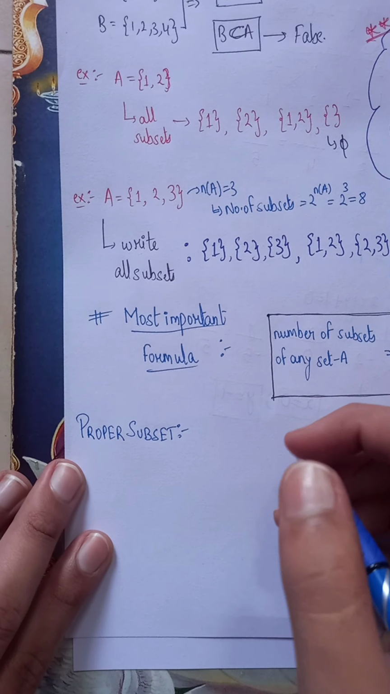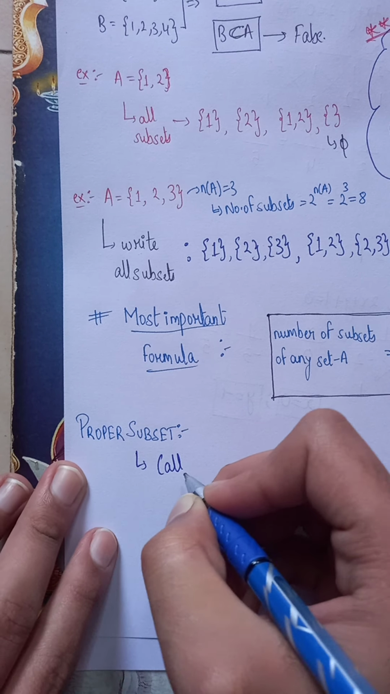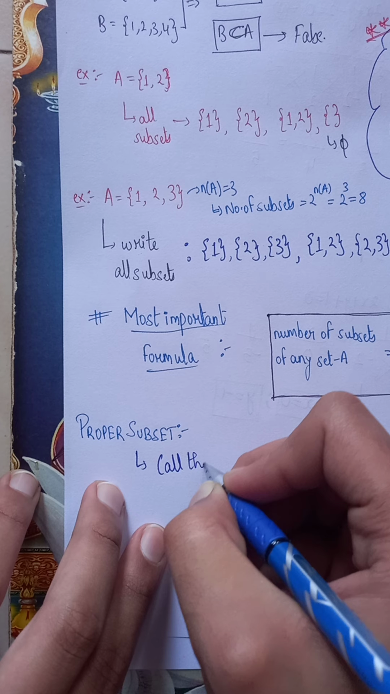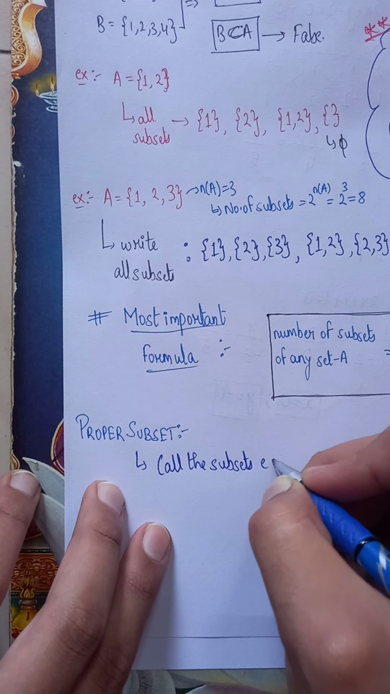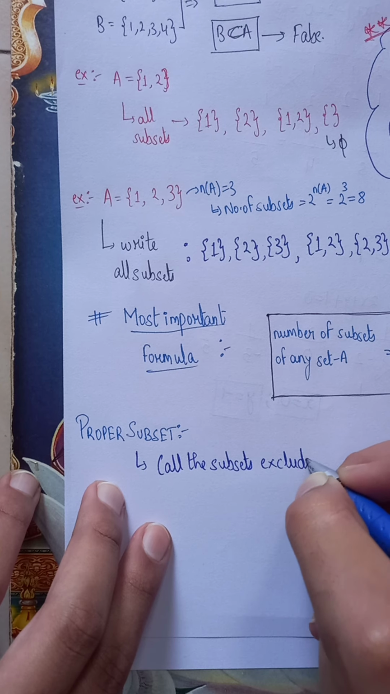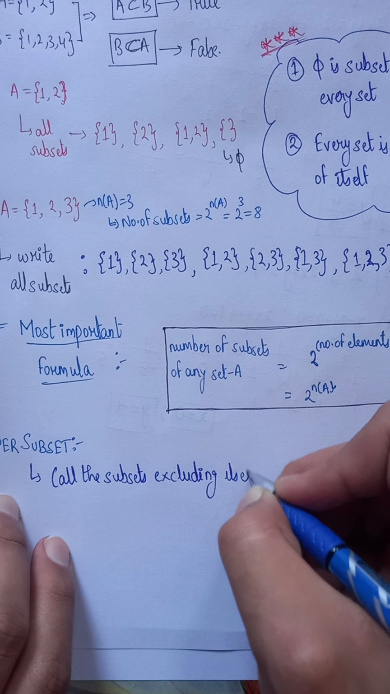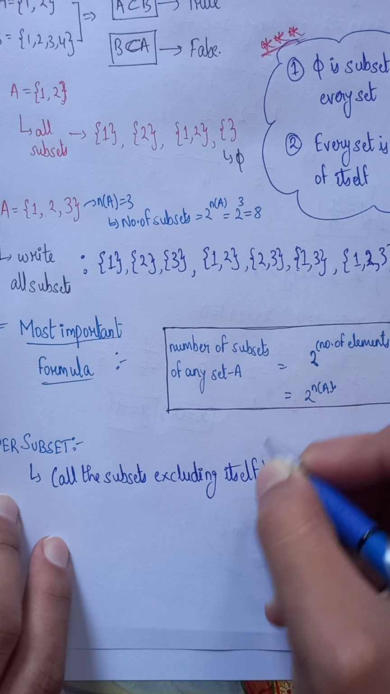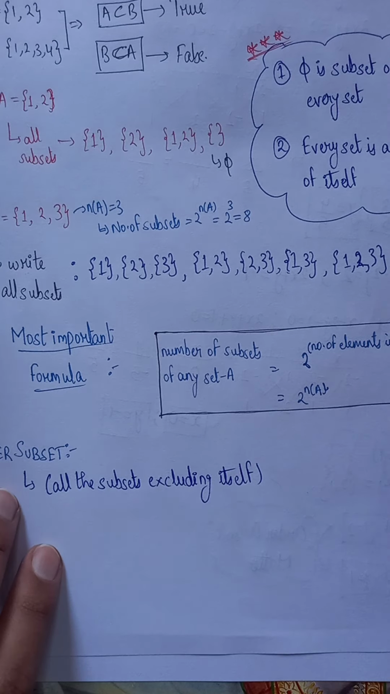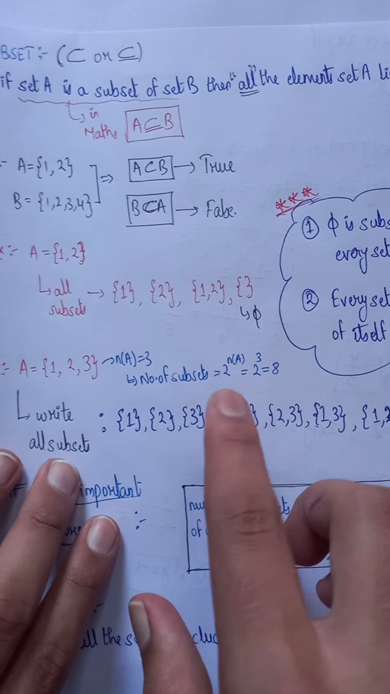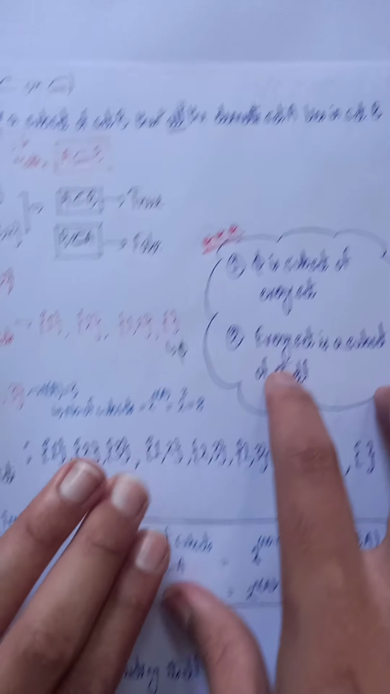Proper subset, what is the definition of proper subset? It tells us that the definition of proper subset is all the subsets excluding itself. Proper subset is nothing but all the subsets of a set excluding itself, which means, see, in subset we wrote the definition as every set is a subset of itself.